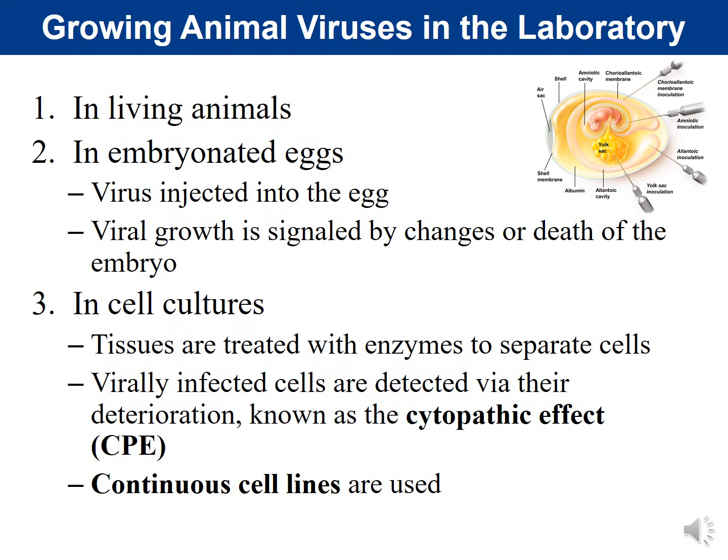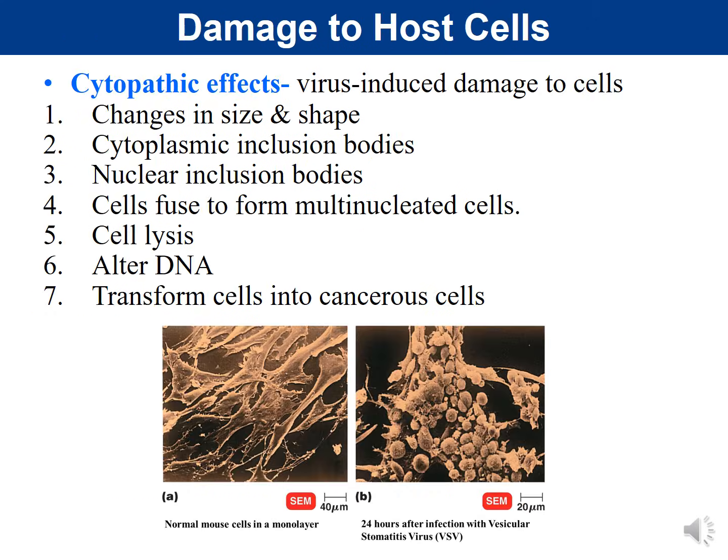And during this type of mechanism, we use what are called continuous cell lines, meaning that the cells used to be infected are able to reproduce over and over again. And so these cells will allow a researcher to make a large amount of virus. So, what are these cytopathic effects? Well, again, these are virus-induced damage to cells, and this happens in several ways.